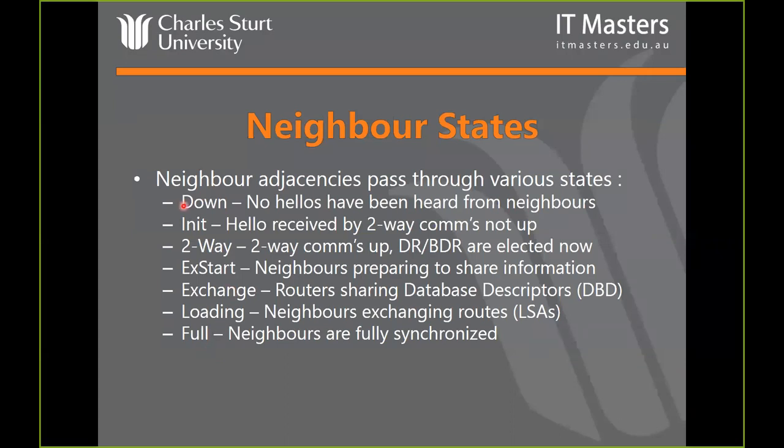So if a neighbor is in a down state, it basically means I haven't heard from that neighbor, I don't know who he is, I've got no information on it, so it's down. The init state means that I've received a hello packet, but as yet I haven't received two-way communication. So I either haven't sent my hello packet or it hasn't been acknowledged. Two-way state means that we've each seen each other's hellos, but we haven't gone any further.